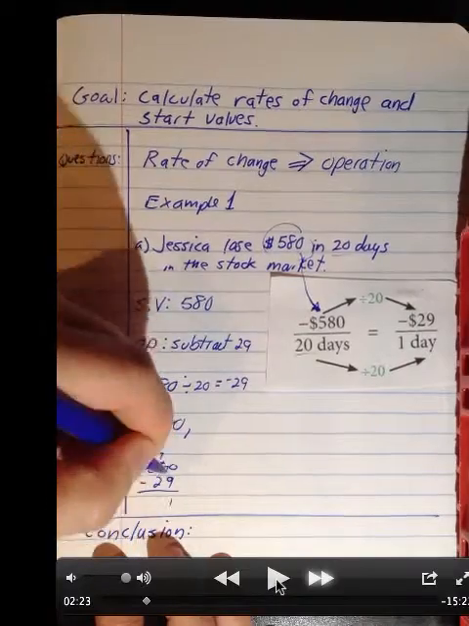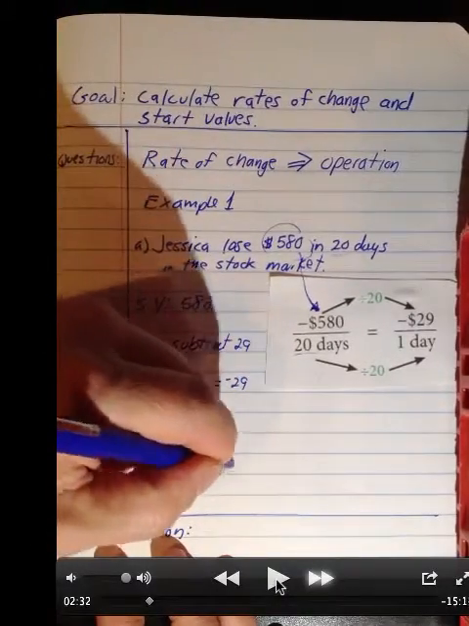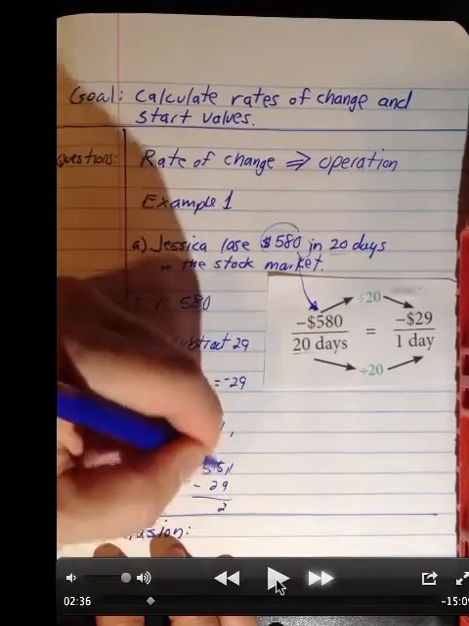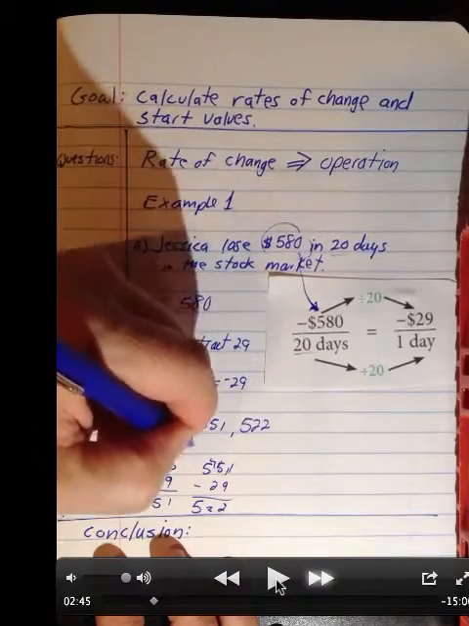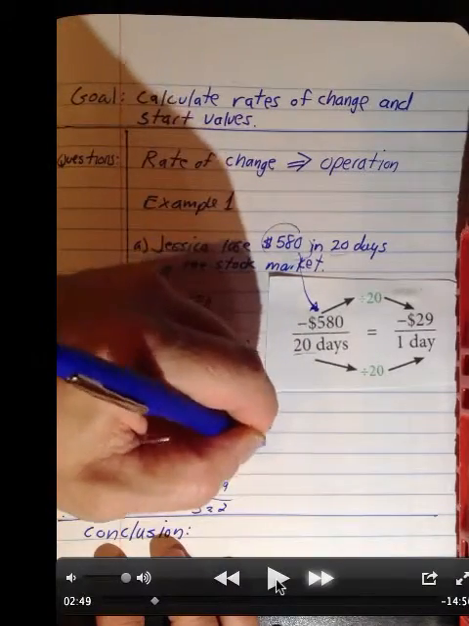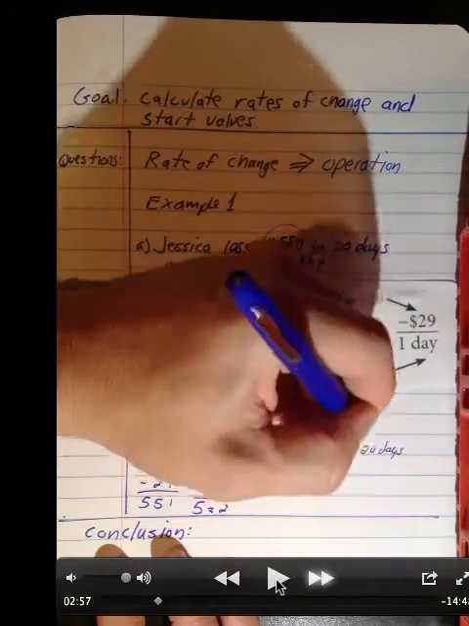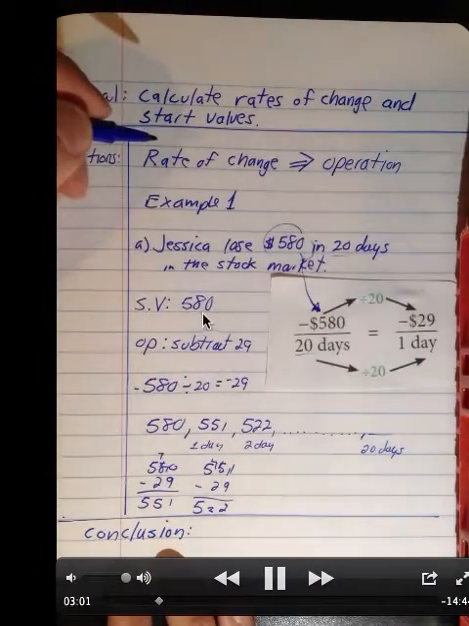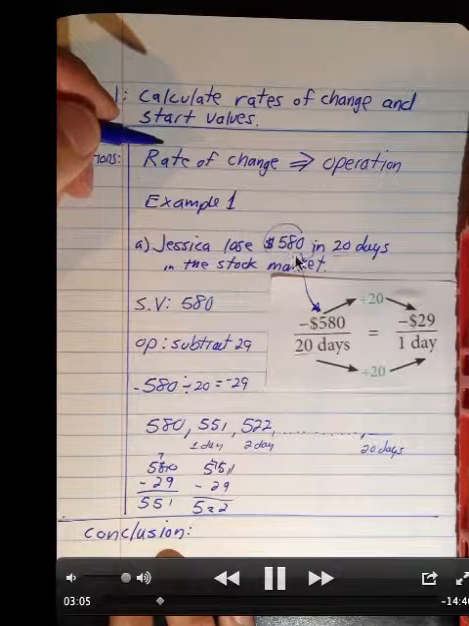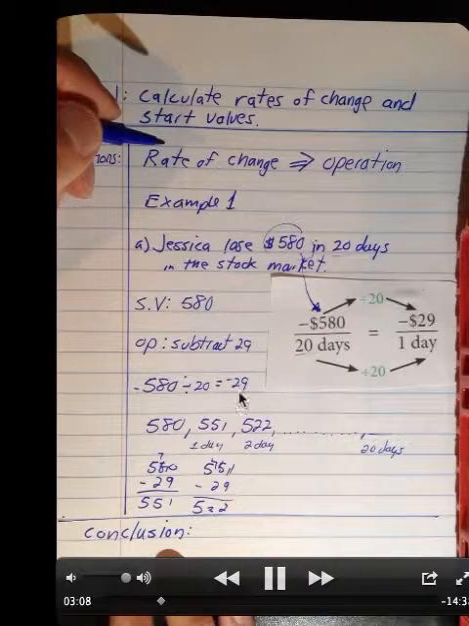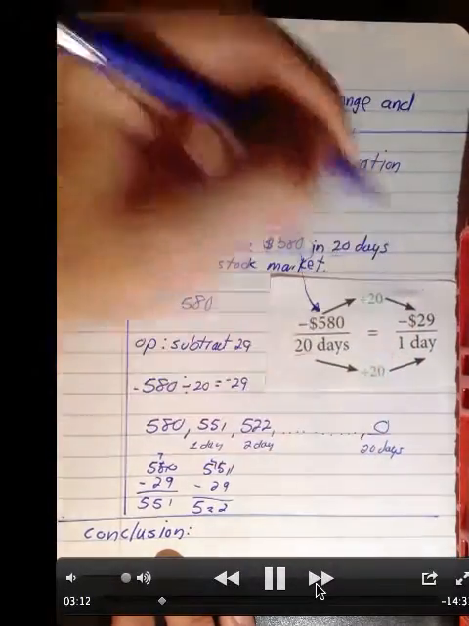So if we write this out in a recursive routine, we would just keep subtracting 29 each time. So 580 minus 29 is 551. 551 minus 29 is 522, and so on. So we were given just $580 in 20 days, and we weren't given how much she would lose each day, and we had to figure that out.